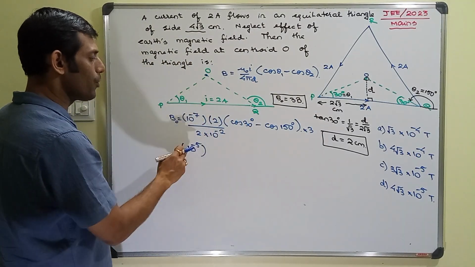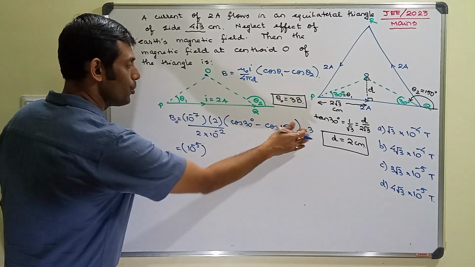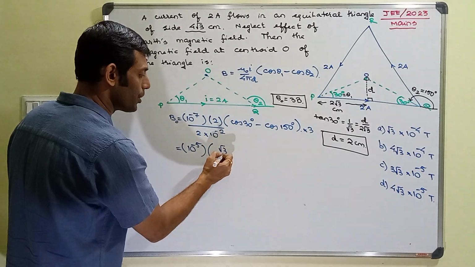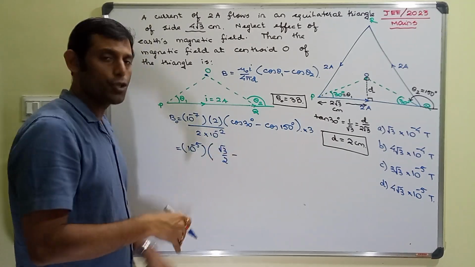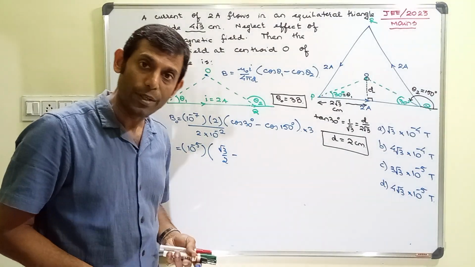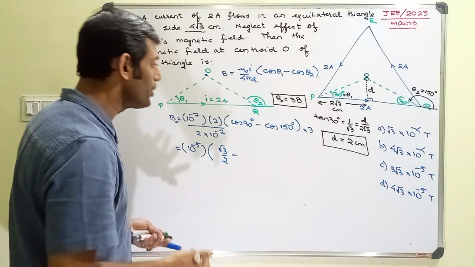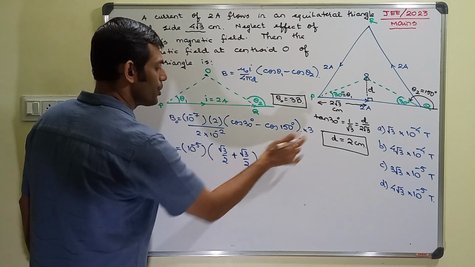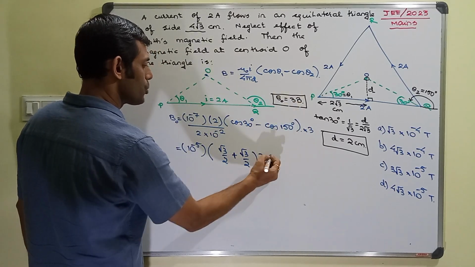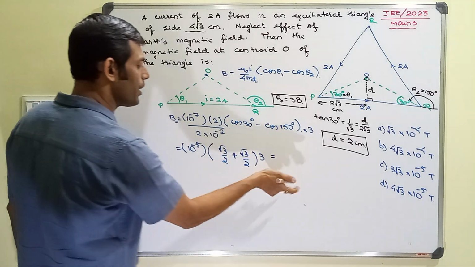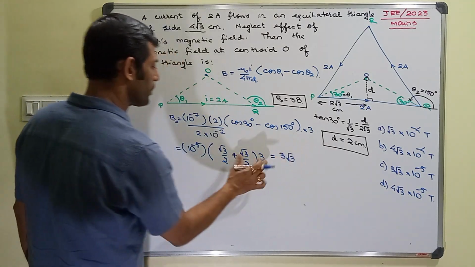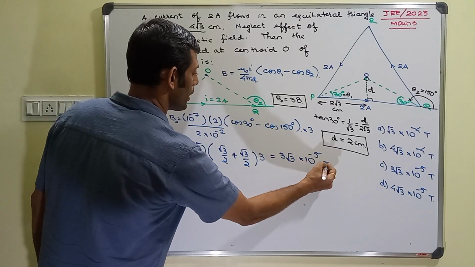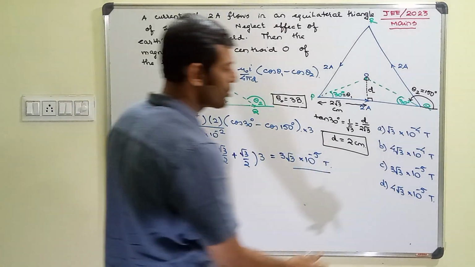10 power minus 5 from here cancels. Into this first, cos of 30°, that is root 3 by 2, minus cos 150°, which is cos of pi minus 30, that is effectively minus cos 30, and that means effectively plus root 3 by 2, and into this 3 for the net calculation. So therefore I have root 3 here, 3 here. So effective 3 root 3 into 10 power minus 5 Tesla. That's all. So therefore the answer should be this.